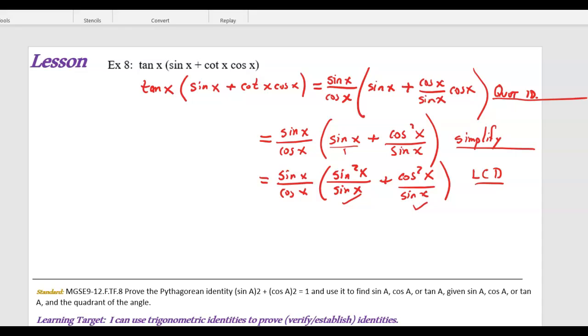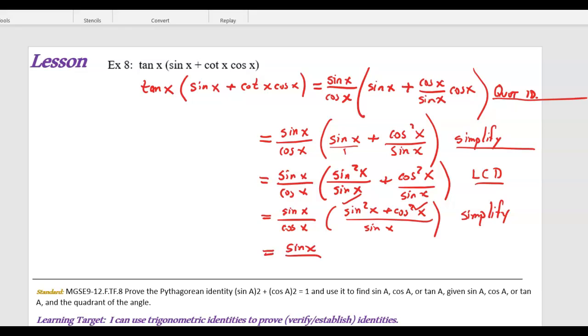Okay? So now, I still haven't done anything with this term in front. I'm just dragging it along. Now I'm going to combine like terms. I'm going to add the two fractions: sine squared of x plus cosine squared of x all over sine of x. How do I know? I simplified. I just added the two fractions. Now, OG time. So sine of x over cosine of x. Sine squared plus cosine squared is 1.